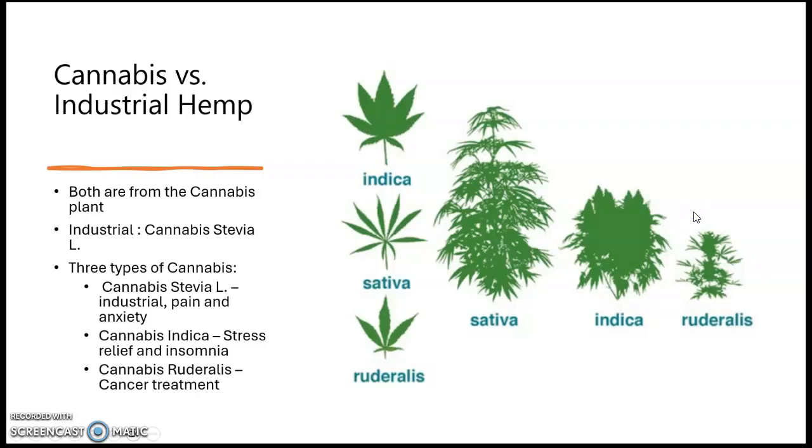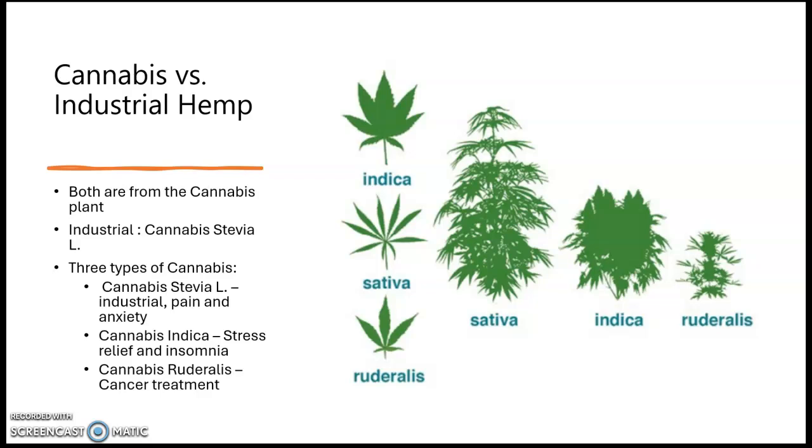So real quick, first and foremost, I want to go over cannabis versus industrial hemp. A lot of people see it as cannabis or industrial hemp, but in fact, both of them come from the cannabis plant. Cannabis is the genus of the plant, and it just depends on which variation of cannabis you use as to what you'll yield. So when we're talking industrial hemp, generally we're looking at the Cannabis stevia L plant. But there are actually three types of cannabis.